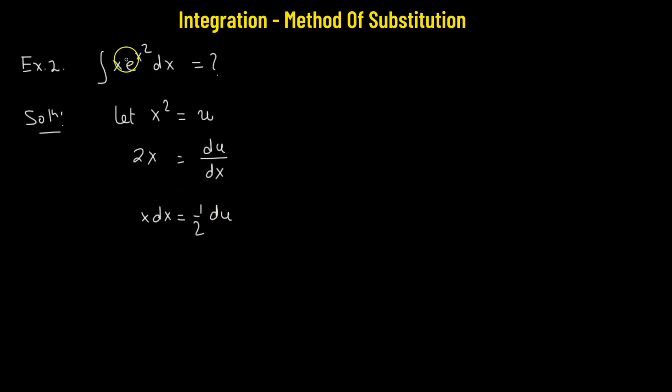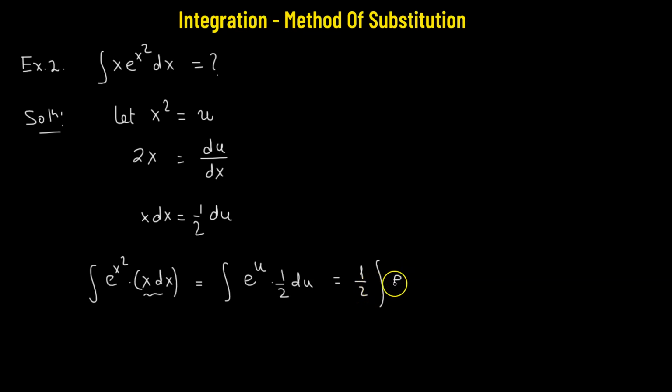Now we can see in our original integral, which is e raised to the power of x squared times x dx, we can rewrite it as e raised to the power of x squared. In place of x squared we have u, and in place of x dx we'll replace it with half du. Now half is a constant, so we can pull it out of the integral. So this will be half multiplied by the integral of e raised to the power of u du.